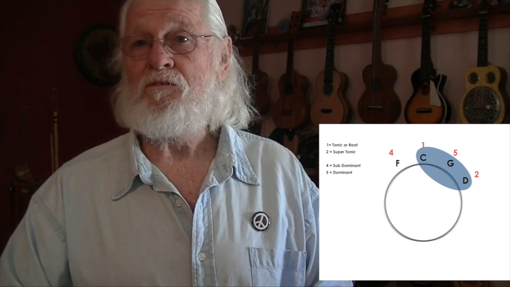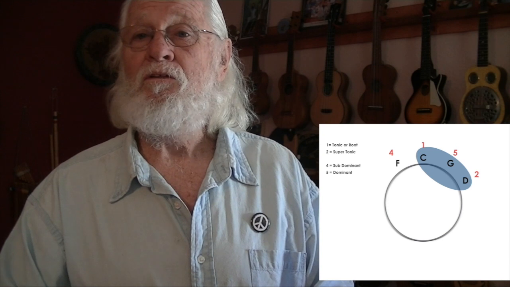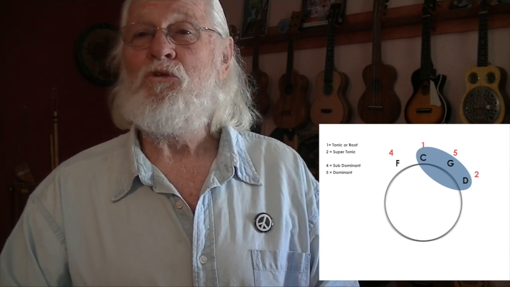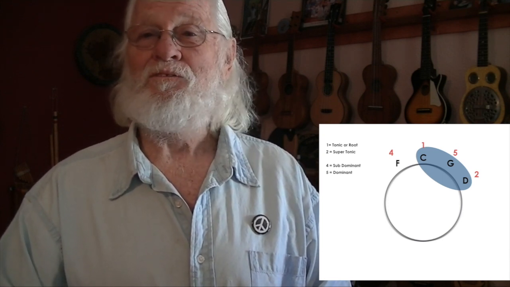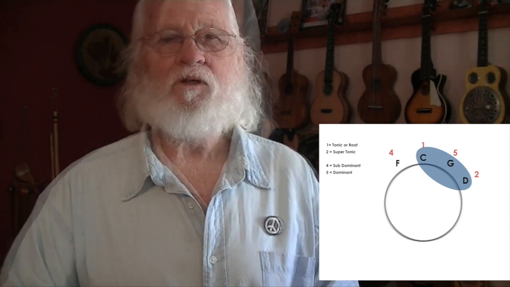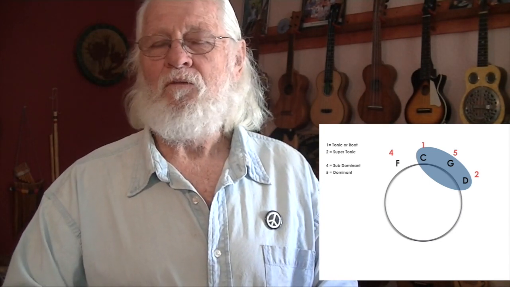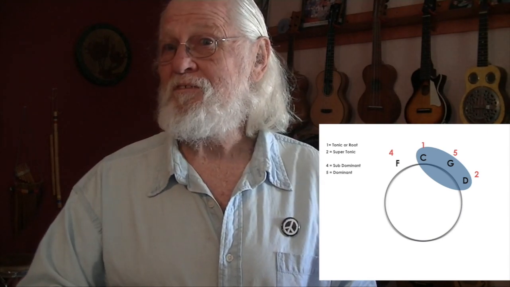Country western songs. Hey, hey, good looking, what you got cooking? 2, 5, 1. A lot of songs do that. 2, 5, 1. You'll find it everywhere. That's the tail end of the circle of fifths.